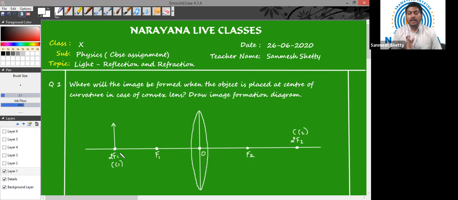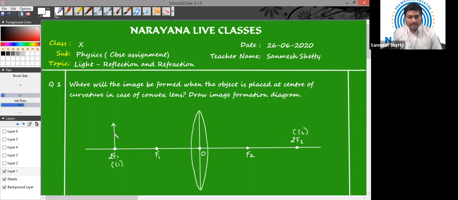Now, one important point that we need to remember is f is equal to r by 2. This is valid only for mirrors, not for lenses. Just for our convenience, for our diagram purpose, so that our diagram looks good, we are using this relation. But it does not hold good for lenses. I hope the point is clear. So let us draw the ray diagram.